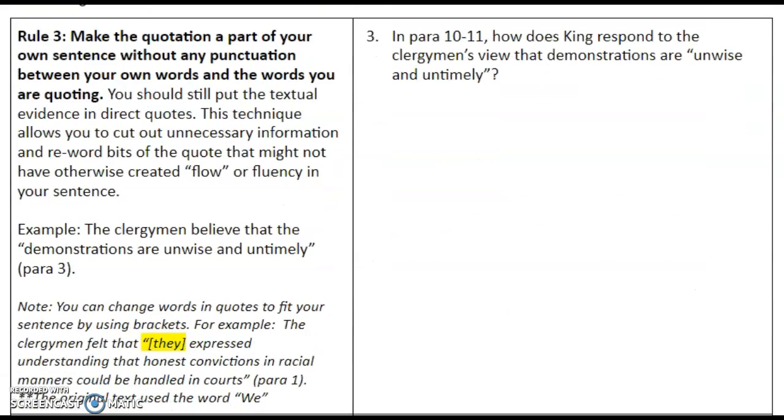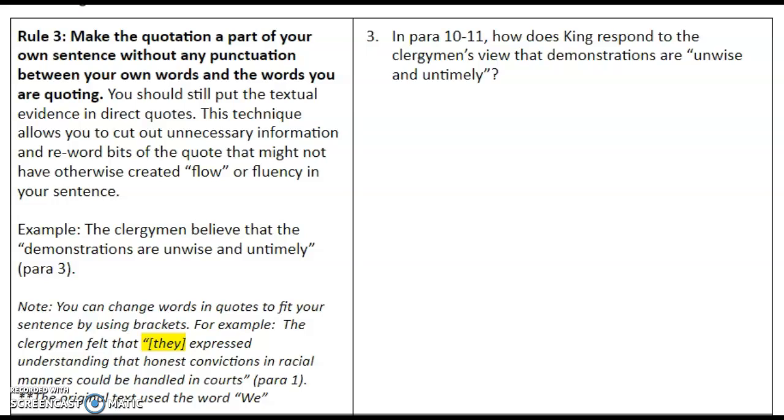Now rule 3 gets a little bit harder, but once you get good at this, it really can improve the flow and fluency of your writing and make your writing sound much better. And that's when you make a part of a quotation part of your own sentence without any punctuation between your words and the words you're quoting. And I love this because basically you're making the evidence work for you instead of you working for the evidence.